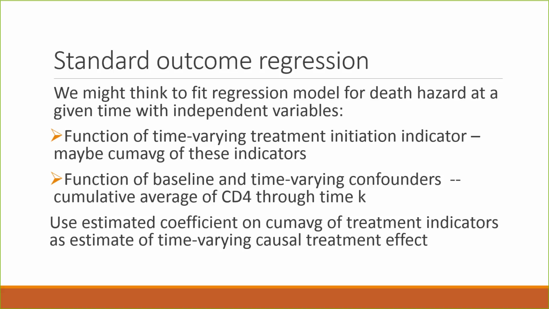So a natural thing to do would be to put, say, a function of the time-varying treatment. Maybe I put in a cumulative average of the time-varying indicators of whether you have initiated treatment yet. I could do a lot of things, but that might be one model assumption. Then to adjust for CD4, I put, say, the cumulative average of your CD4 cell count through that time as well. And then use the estimated coefficient on the time-varying treatment function as a report of the adjusted causal effect of time-varying treatment in this case.